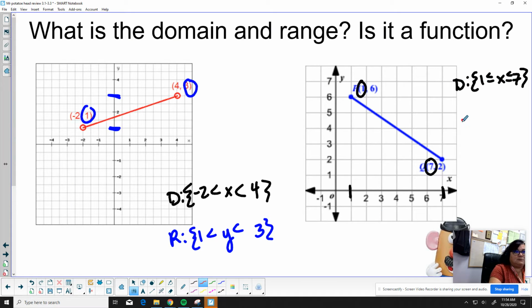And the range is the top, the highest point, and the lowest point. And again, you can see it in the ordered pair. So it's between 2 and 6 with Y in the center. And again, they're closed, so it's less than or equal to.